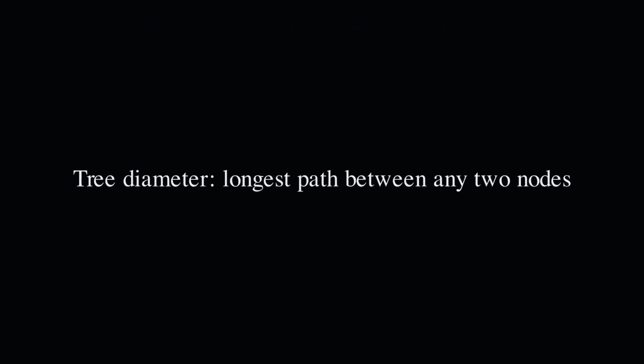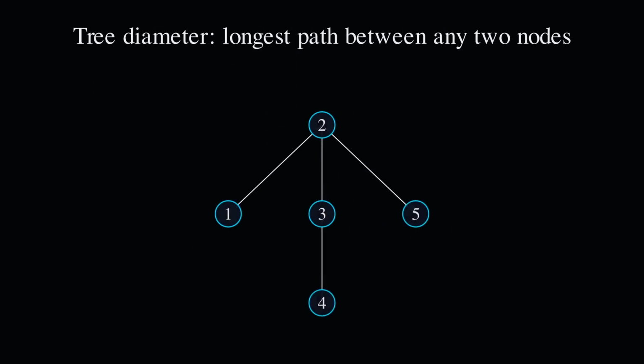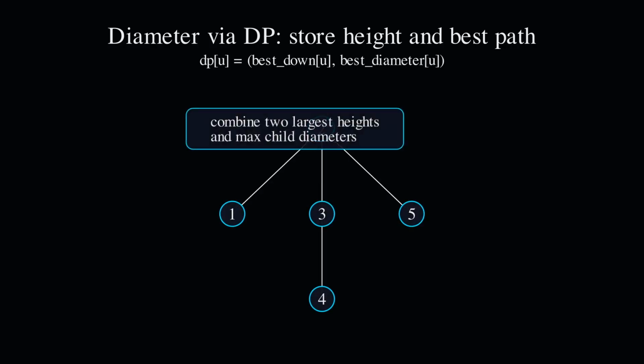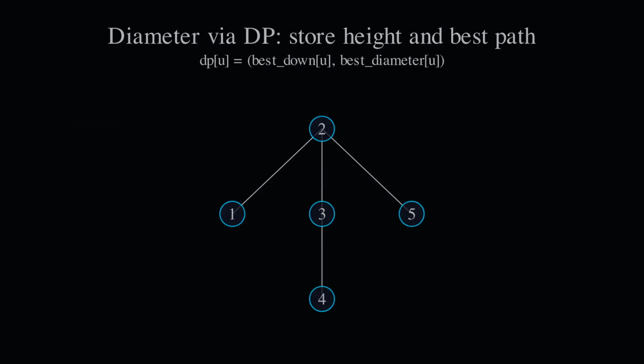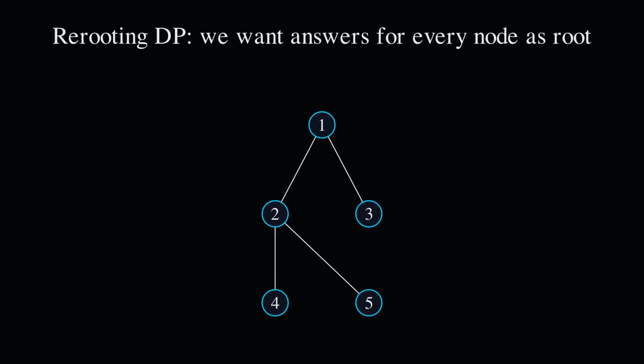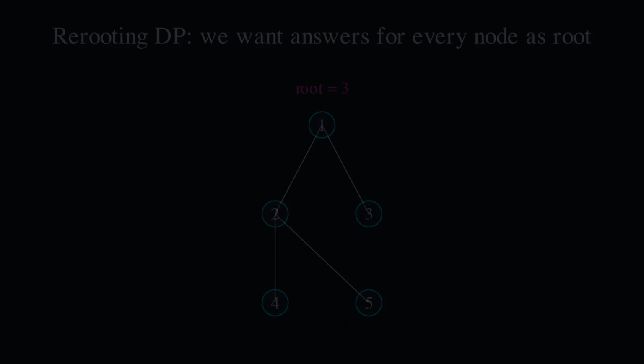Now what about something more global, like the diameter of the tree, the longest path between two nodes? The path might not go through the root, so we need to think more carefully. This might need a clever insight. At each node, we track two values: the best downward path into its subtree, and the best diameter entirely within the subtree. By combining children's heights, we can find the best possible path that passes through a node. And again, it's pure merging logic.